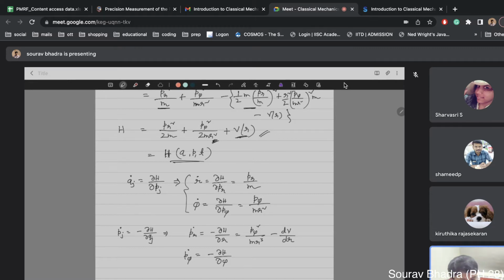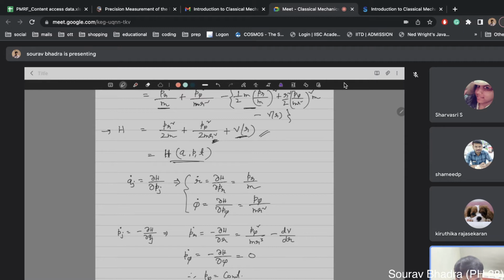Similarly your p phi dot will be minus del H del phi, but you can see there is no dependence on phi in this particular Hamiltonian, because there is an r dependency term and V is a function of r only, not phi, so that's why it will be 0. That is telling you that p phi is a constant. Okay, and you can say that phi is also a cyclic coordinate for this particular problem.